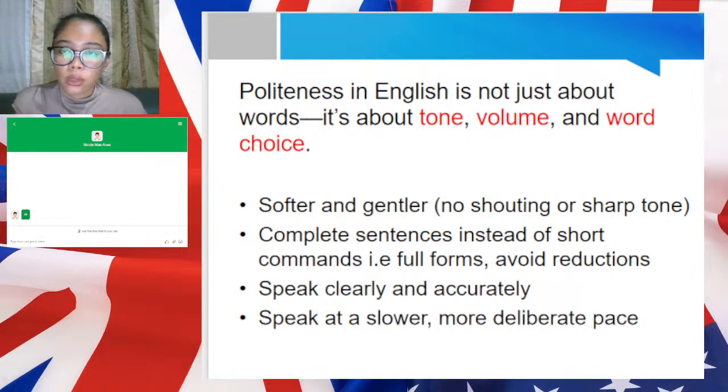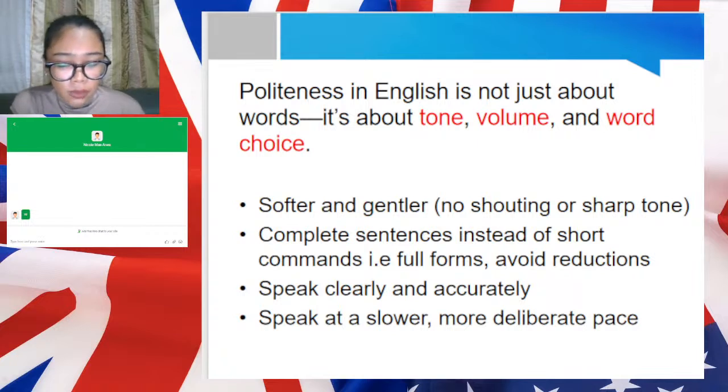Now, based on the example sentences that we did earlier for the varying situations where we use polite and formal speech, politeness in English is not just about words. We notice that it's about tone, it's about volume, and it's about your word choice. Think about the sample sentence earlier. You could say, "Can you help me?" in a really demanding tone, almost like a command, even though you use the word "can." So it doesn't necessarily sound polite.